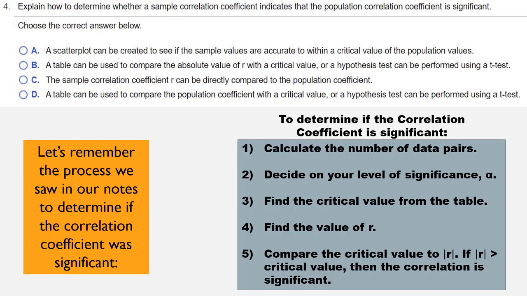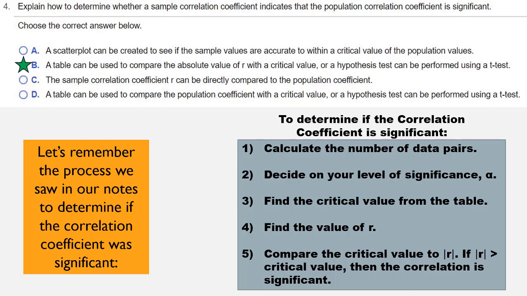So according to this process, we're getting a critical value from a table and comparing it to the absolute value of R. So when we look at these 4 answers, only 2 of them mention a table, and only the first one mentions the absolute value of R. So the correct answer here is choice B. A table can be used to compare the absolute value of R with a critical value, or a hypothesis test can be performed using a t-test.